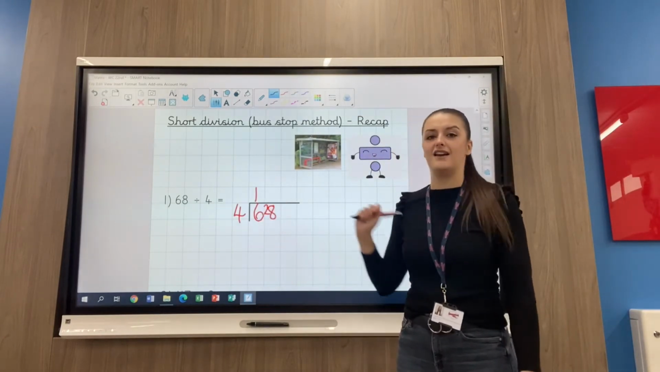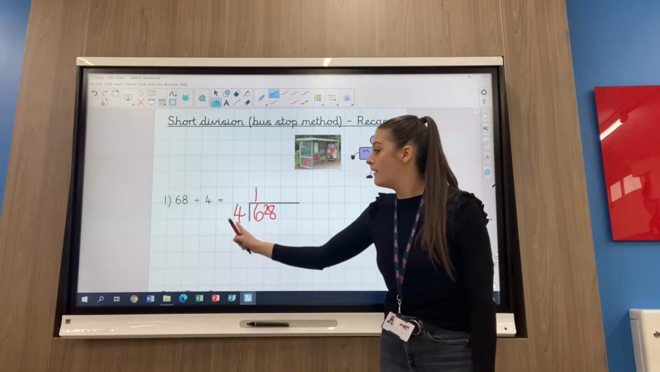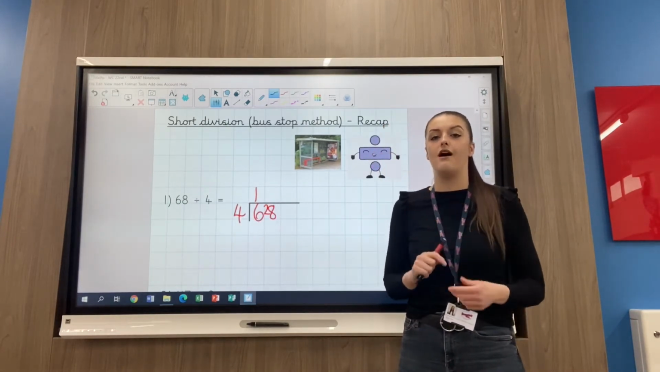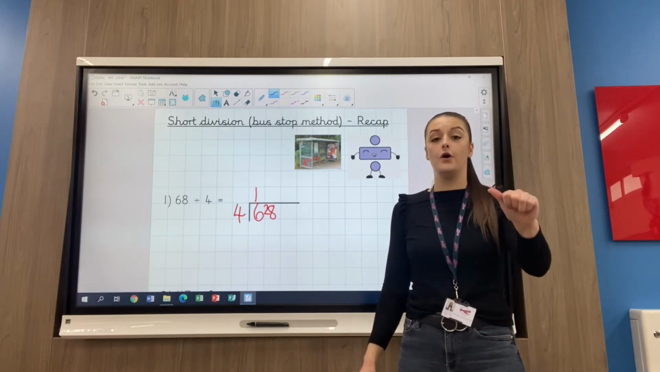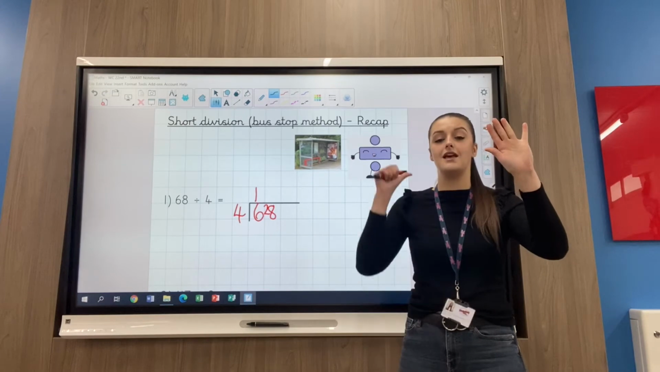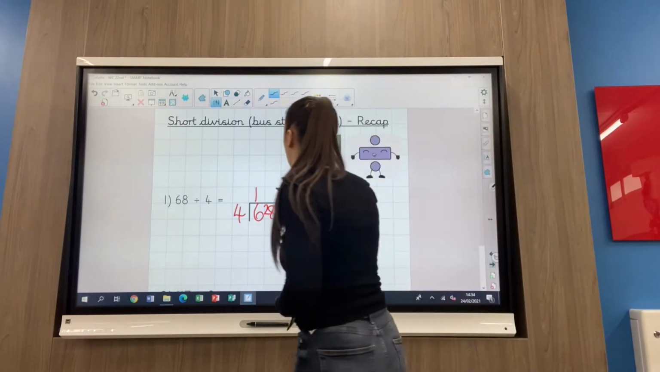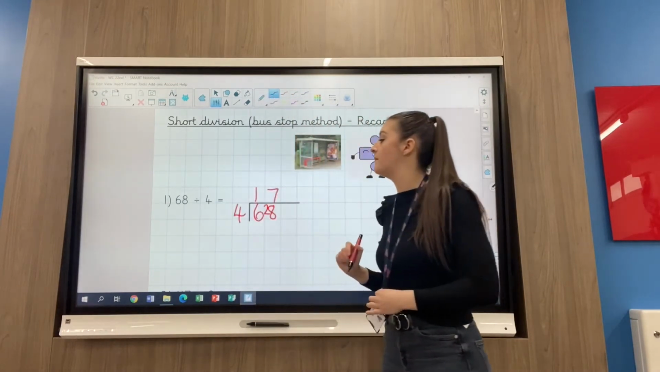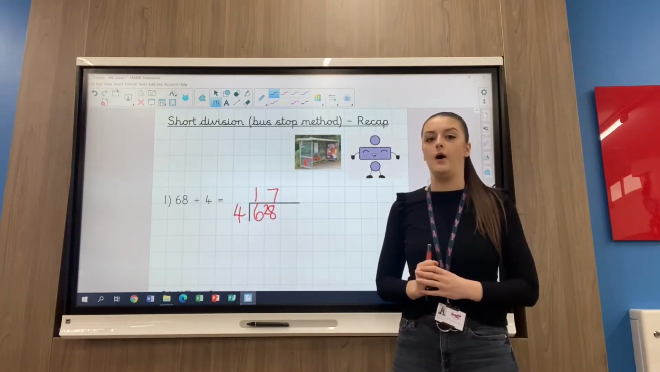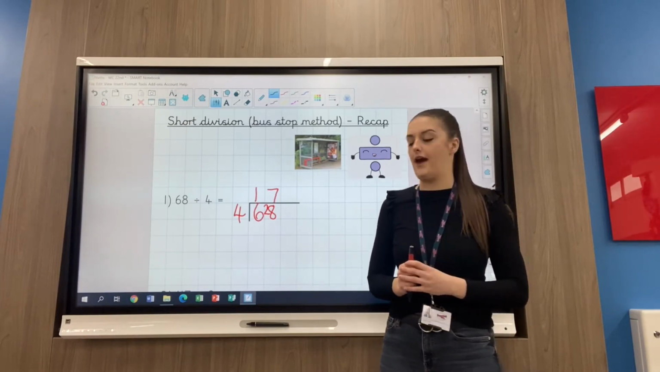What number is that now? If you said 28, well done. So we're going to see how many 4s we can fit into the number 28. Let's count in our 4s. Are you ready? 4, 8, 12, 16, 20, 24, 28. That's 7 lots of 4. So I'm going to record that on the top of my bus stop. Did you get the answer of 17 as well? If you're doing it at the same time as me, that's fine too, okay?